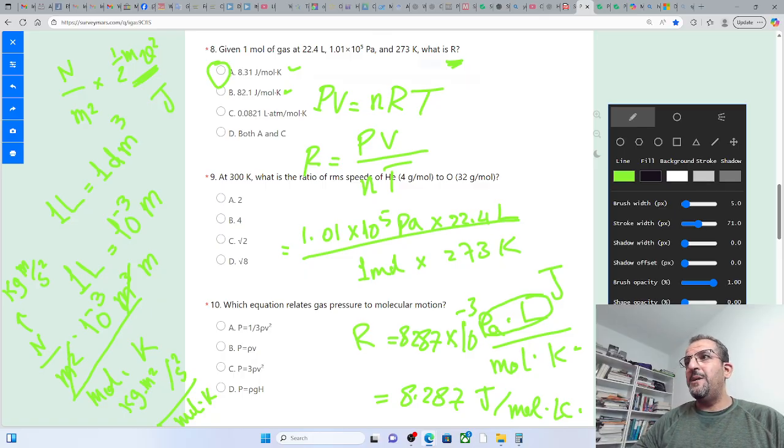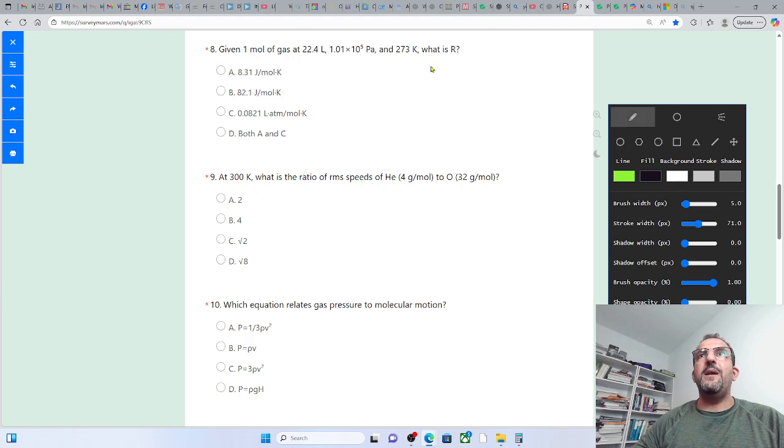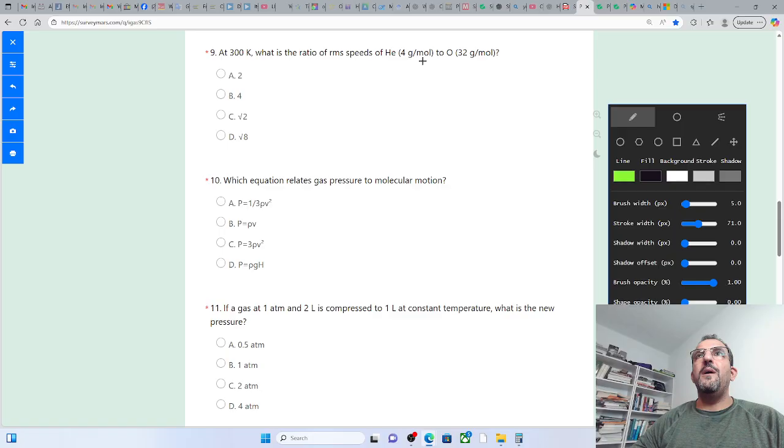Okay, I'm going to move quickly to problem number 9. In problem number 9, at 300 Kelvin, what is the ratio of the root mean square speed of helium, which has molecular weight 4 gram per mole, to oxygen, which has 32 gram per mole as molecular weight?